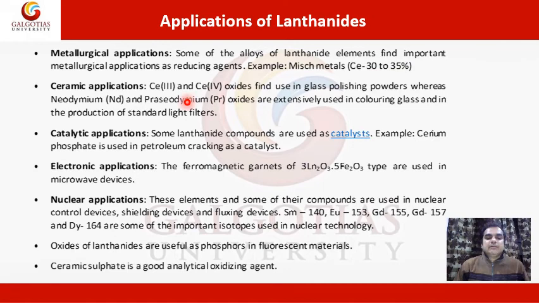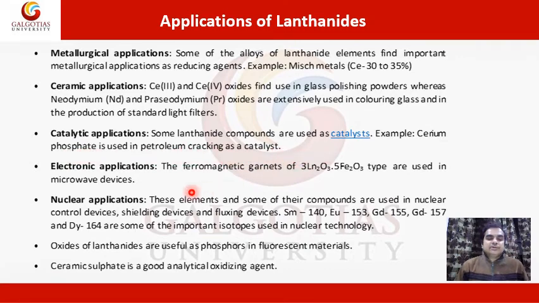Second application is ceramic applications. They can also be utilized for ceramic applications. We can see that cerium 3 and cerium 4 oxides find use in glass polishing powders, whereas neodymium, that is Nd, and praseodymium, Pr, oxides are extensively used in coloring glass and in the production of standard light filters. Another application is catalytic applications. Some lanthanide compounds can be utilized as catalysts. An example is cerium phosphate, which is used in petroleum cracking as a catalyst.